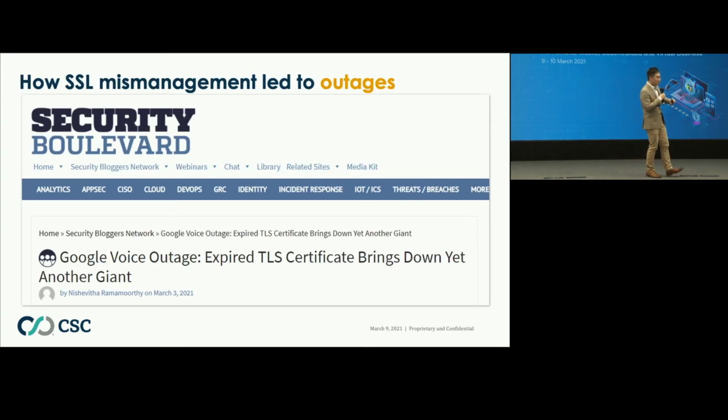Well, lastly, we talked about DNS. Let's talk a little bit about SSL as well. This is just hot off the press. Two weeks ago, Google Voice had an outage because of an expired TLS certificate. Whether you talk about domain names or TLS, a lot of the time this is not about hacking. It's all about mismanagement, and this is a really good example to showcase that.